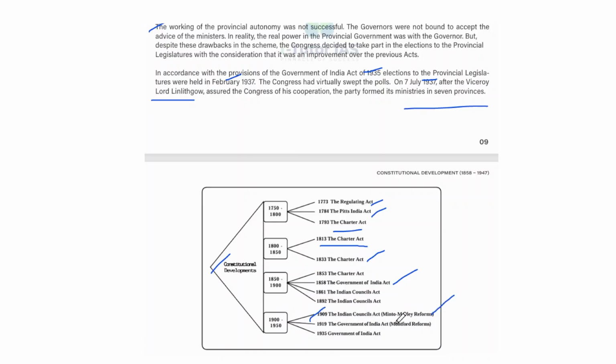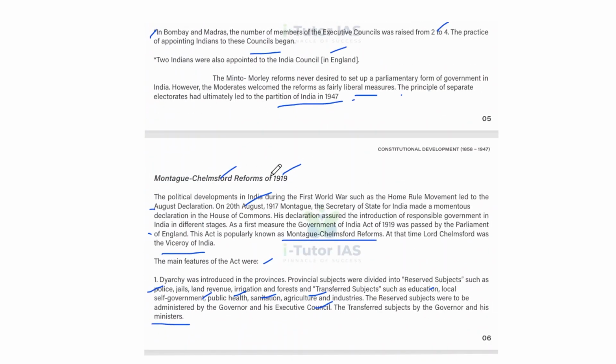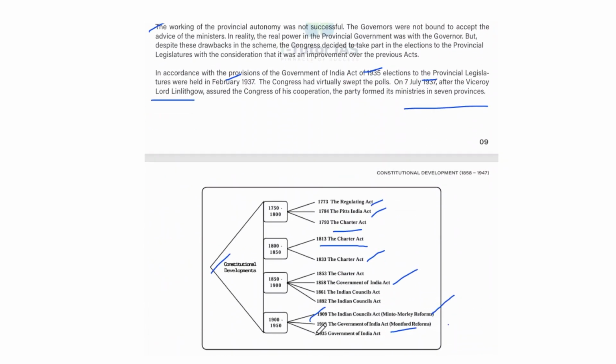Then the Government of India Act, Montagu Chelmsford reform in 1919. Okay, so that is 1919. And 1935 there is Government of India Act again. So this is the constitutional development and the history of India. And one of the last ones is the Indian Independence Act of 1947 also there.